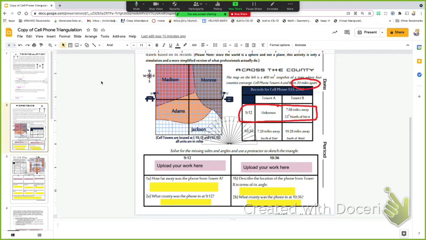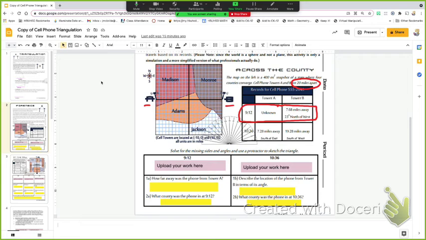Okay, so the distance, and here's cell phone tower A, and here's cell phone tower B. So I'm going to draw mine off to the side again. Now, there's a place for you guys to upload your work if you're at home. You're going to upload a picture of your work there. But we've got to answer some questions here. We've got to figure out what county the cell phone was in at 9:12. At a time of 9:12, what county was it in?